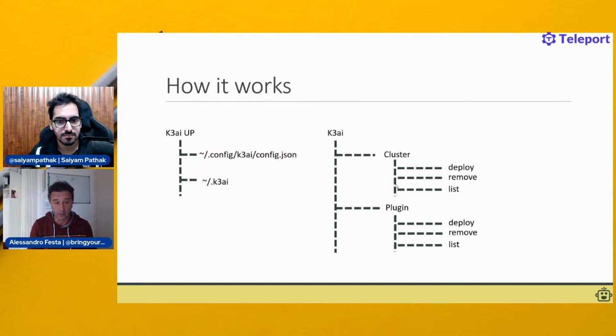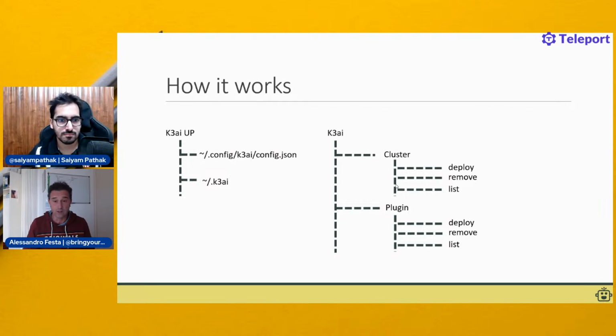Also, we will create in your home directory a folder named .k3ai. Within that, we save all the configuration and tools that we need to use in K3ai. Like, for example, a database to get a sense of what you're doing with K3ai, like which cluster you deployed, what is inside those clusters, how to communicate back with those clusters, etc.